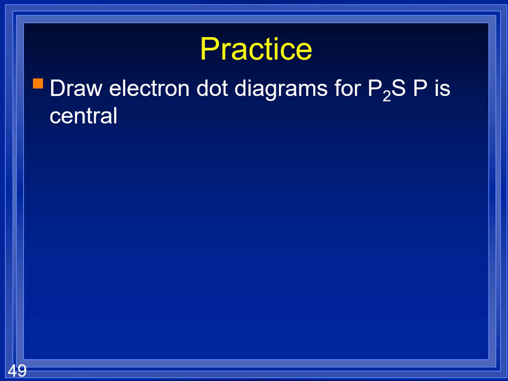So we want to do the electron dot diagram of P2S, and they tell me that the P's in the middle. Okay. Although you can make an argument either way, because S can make 2 bonds, so it could be in the middle, but P can make 3 bonds. So it's probably better in the middle.